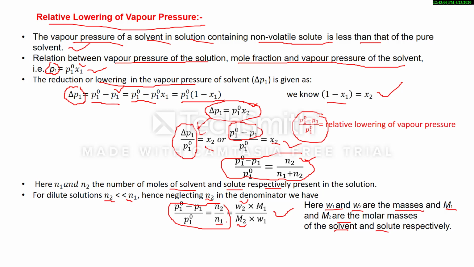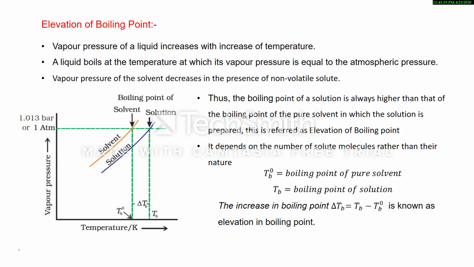In this relationship, this is 1, this is 2, this is 3, this is 4, this is 5, and this is 6. Six parameters are there. If any 5 are given, the 6th can be calculated. Generally, this formula is used to find the molar mass of solute. Okay, is it clear? Now come to the next one, elevation of boiling point.